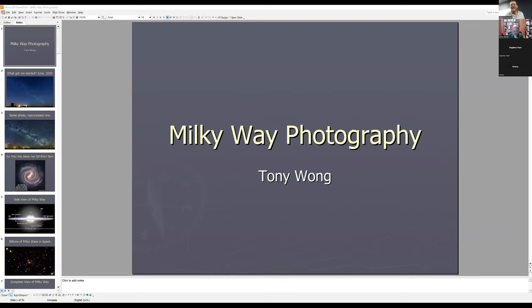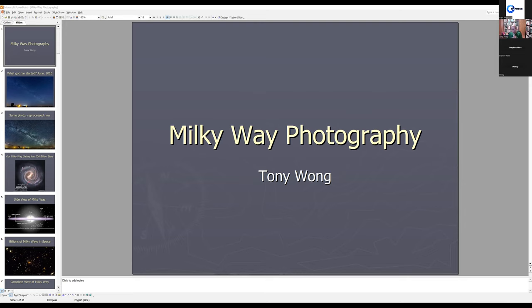Okay, so Milky Way photography. What got me started was in June 2010, about 13 years ago. A friend took me out to a place east of Calgary and showed me how to take pictures. I was using my Canon 5D Mark II, set to ISO 6400, f/2.8, and I got this picture. I was quite excited because it was the first time I got a photograph of the Milky Way.